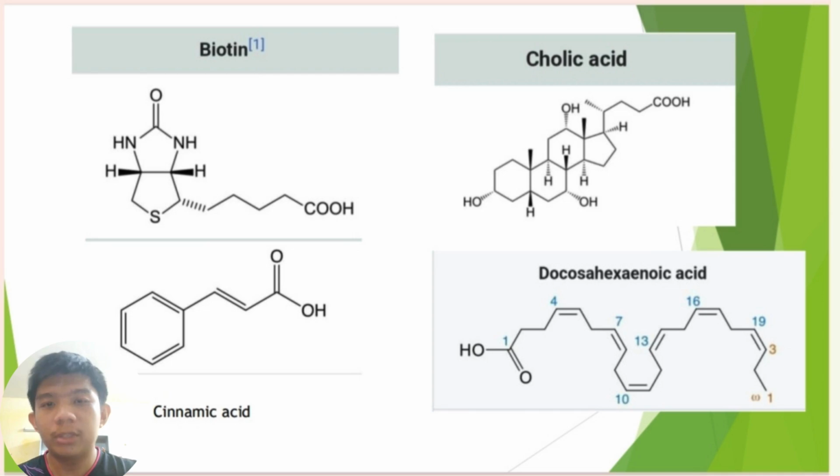And this one is the biotin. The biotin is a vitamin B, and the cholic acid is a very complicated carboxylic acid, which has a polycyclic structure. Cholic acid is an example of polycyclic carboxylic acid. And this one is the cinnamic acid, which is an aromatic carboxylic acid. And this one is the DHA, docosahexaenoic acid. And the abbreviation is called DHA. And DHA can be found in a lot of foods, such as fish.